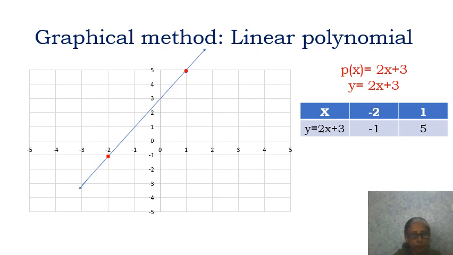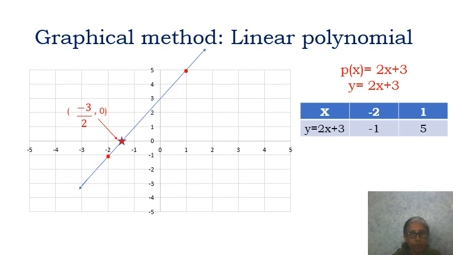Now to find the 0 of the polynomial, you will see where this graph is intersecting the x-axis. This is intersecting at minus 3 by 2, comma 0. That is the ordered pair you get. Isn't it? Here, what is the y coordinate? 0, which indicates that you have taken the value of x for which the linear polynomial 2x plus 3 has the value 0. Is that clear?